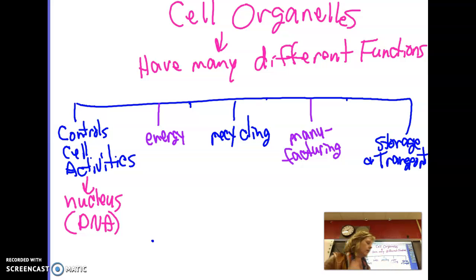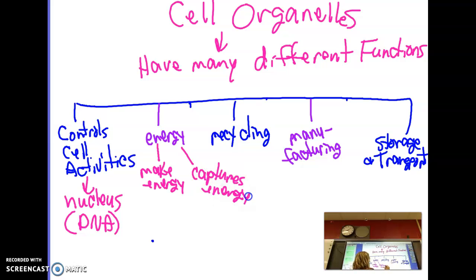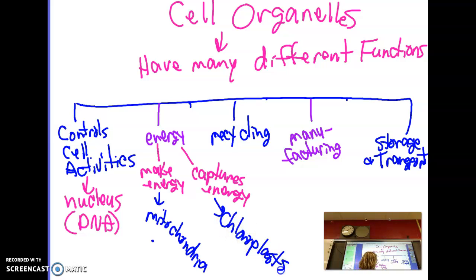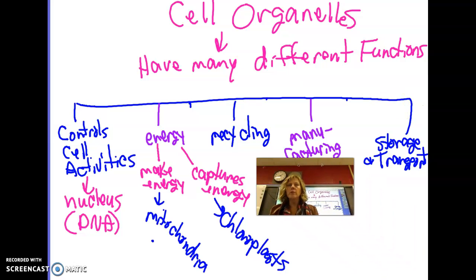In terms of energy, the organelle that makes energy, so we can split this. So we have makes energy and captures energy. Makes energy, the mitochondria, and captures energy, and this is true only of plant cells, and that is the chloroplast. Capture energy from the sun.